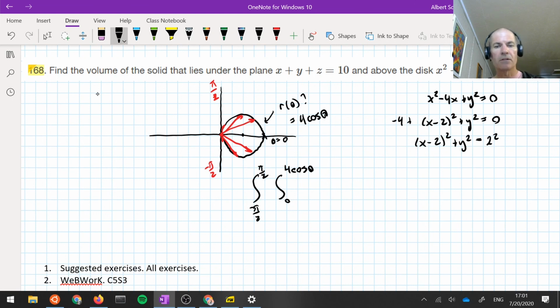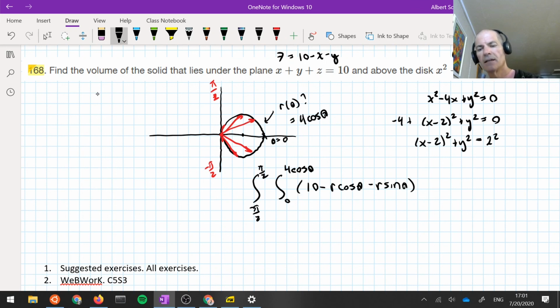Okay, now the volume of the solid that lies under this plane, that means we need to solve for z, 10 minus x minus y, like so. And we need to convert that to polar coordinates. So we get 10 minus r cosine theta minus r sine theta, and finally, don't forget to multiply overall by r, dr, d theta, like that.